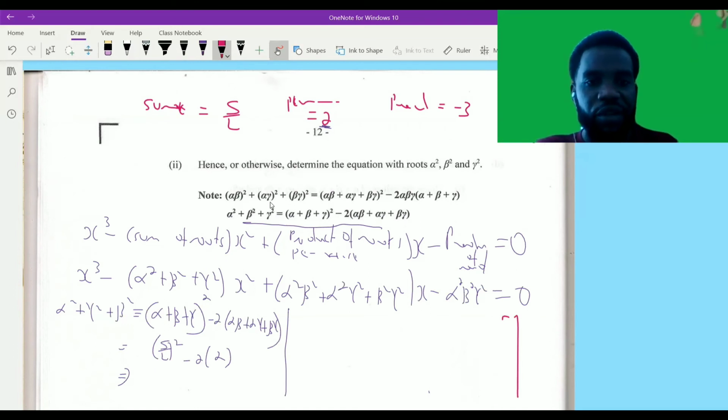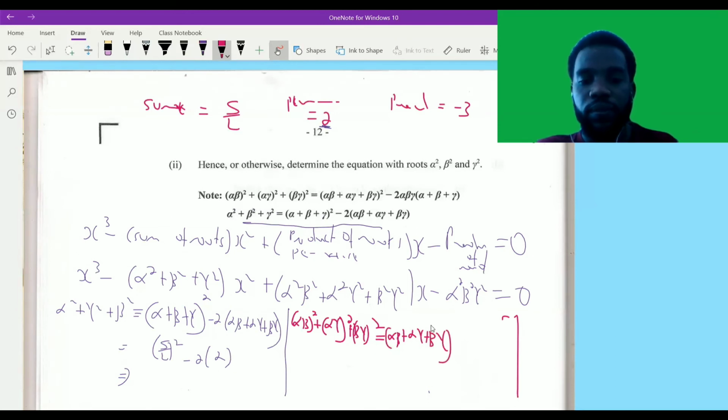Now, as you can see, they gave you the formula for this too, because bear in mind, alpha squared beta squared is the same thing as saying alpha beta all squared. Alpha squared gamma squared is really alpha gamma all squared. Beta squared gamma squared is really beta gamma all squared. And the formula they gave you is this right here. Alpha beta plus alpha gamma plus beta gamma all squared minus 2 alpha beta gamma times alpha plus beta plus gamma.